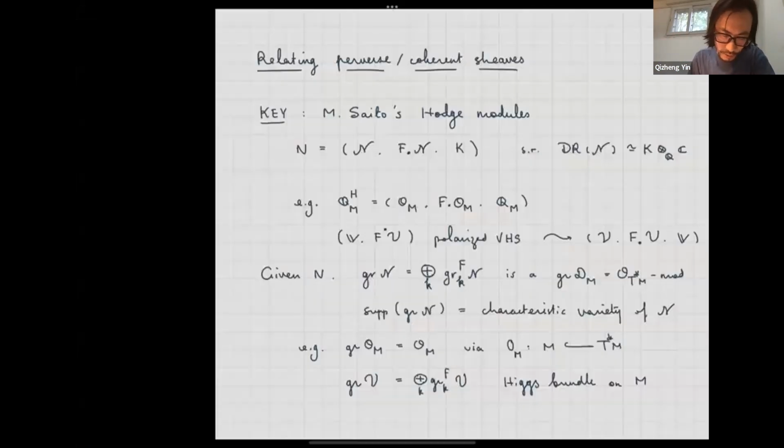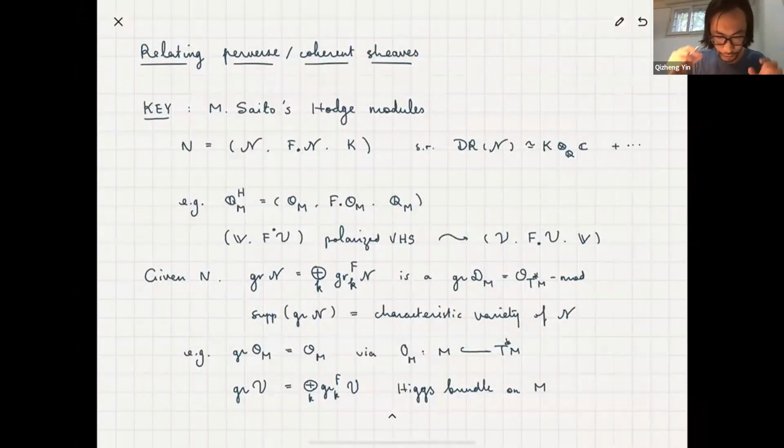And the ideal solution is to consider a certain limit of a perverse sheaf in the sense of Saito's Hodge modules. So Saito's Hodge modules provides a way to make a coherent sheaf out of some topological information. And first of all, to do this, we have to enhance the perverse sheaves into Saito's Hodge modules. And the definition is quite involved, but I'll just say what the objects are.